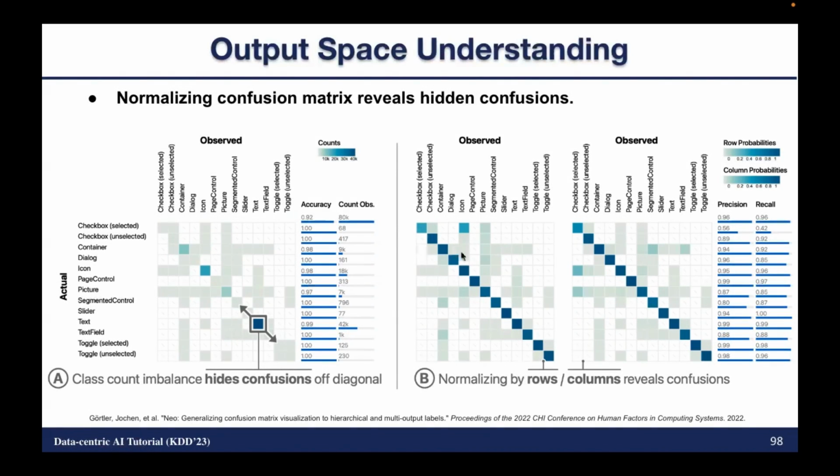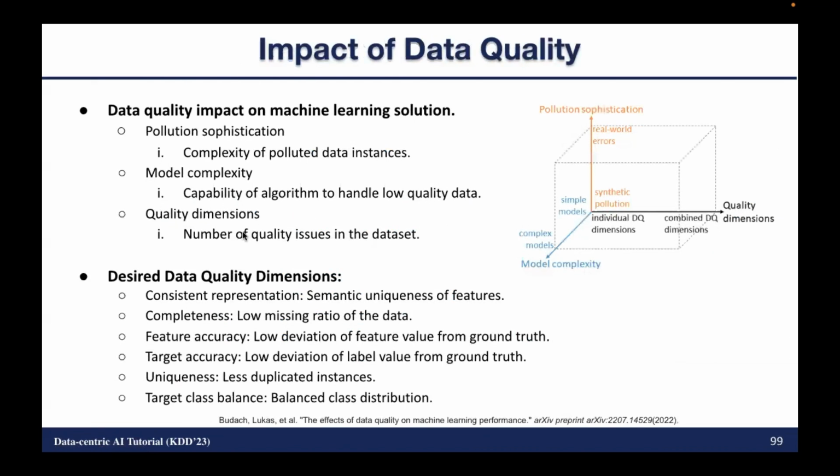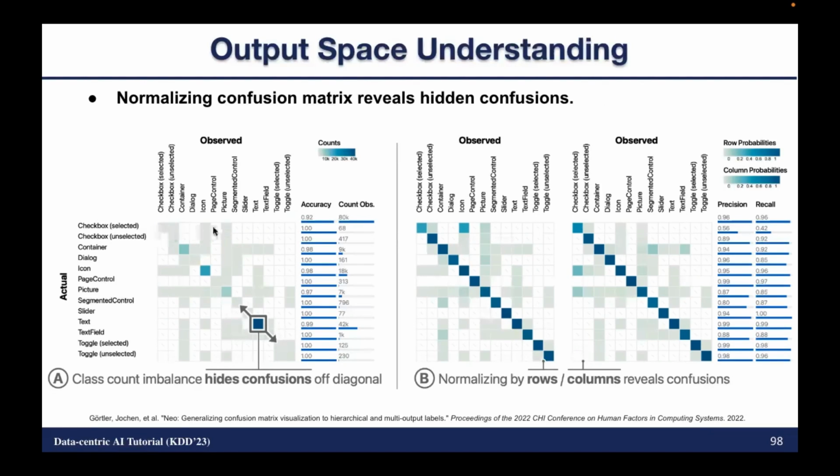For example, you can see here, these two parts originally seemed like there wasn't a lot of effect there, but whenever we do normalization, we're able to find out there are actually some confusions within there. The key idea is that previously we had super imbalanced object counts between different classes, meaning that this specific class, like the checkbox here, has too many counts. So even before normalization, it's likely that we would not be able to sense that there is a lot of confusion there. So yeah, that's basically the output space understanding part.